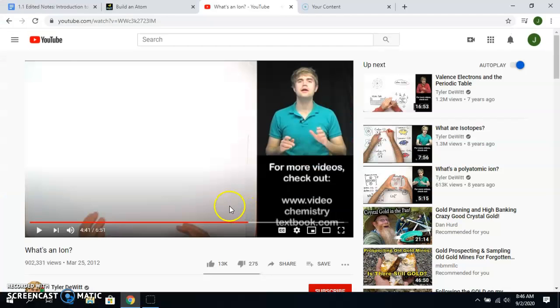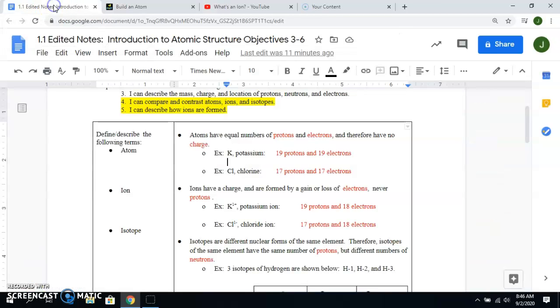Okay, so Tyler DeWitt there did a really good job of summarizing the concepts of how atoms turn into ions. So remember, ions have a charge, and they're formed by a gain or loss of electrons, never protons.